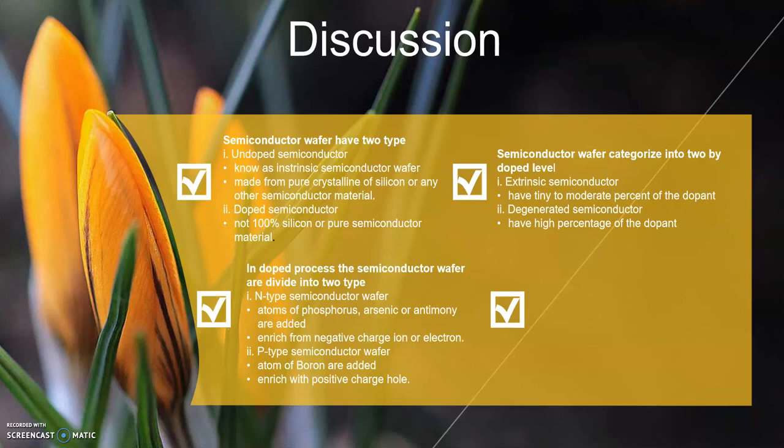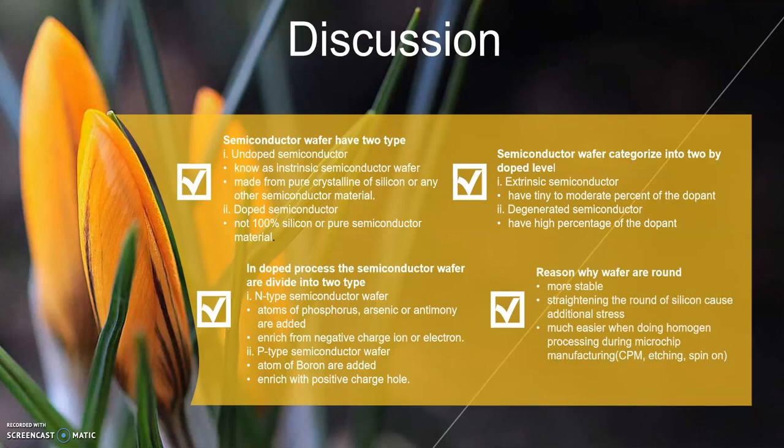There are reasons why wafers are round. First, it is because it is more stable. Second, straightening the round of silicon causes additional stress. Last, it is much easier when doing homogeneous processes during microchip manufacturing, which are CMP, etching, and spin-on.